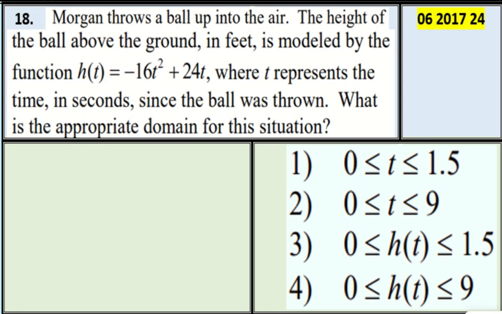Number 18. Morgan throws a ball up into the air. The height of the ball above the ground in feet is modeled by the function h of t equals negative 16t squared plus 24t, where t represents the time in seconds since the ball was thrown. What is the appropriate domain for this situation?